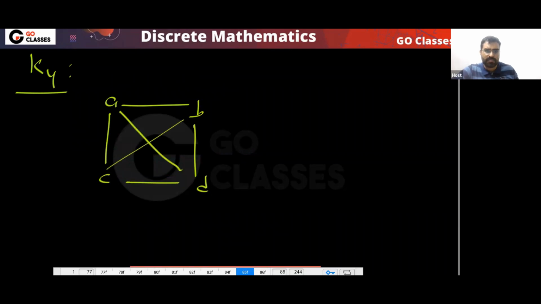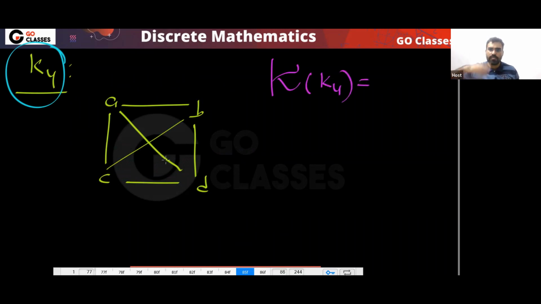What about this complete graph? Tell me, what is the connectivity number, kappa, of K4? Okay, tell me, if I remove one vertex, will I disconnect the graph?